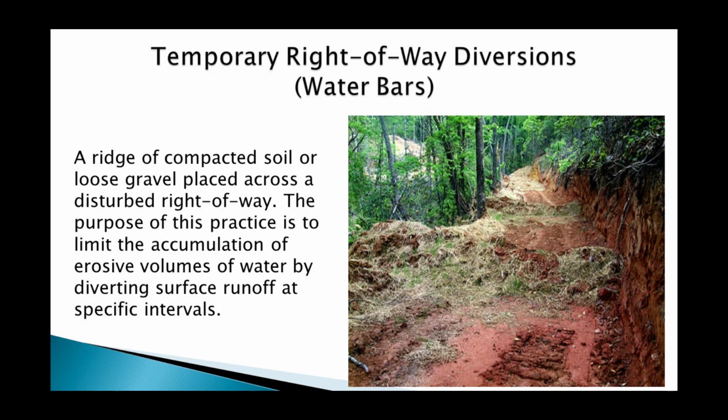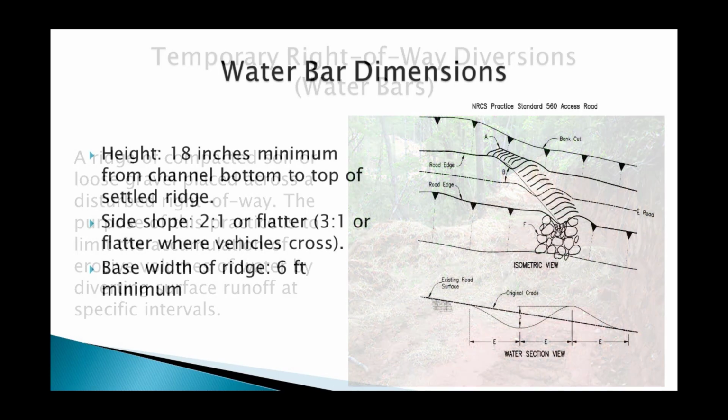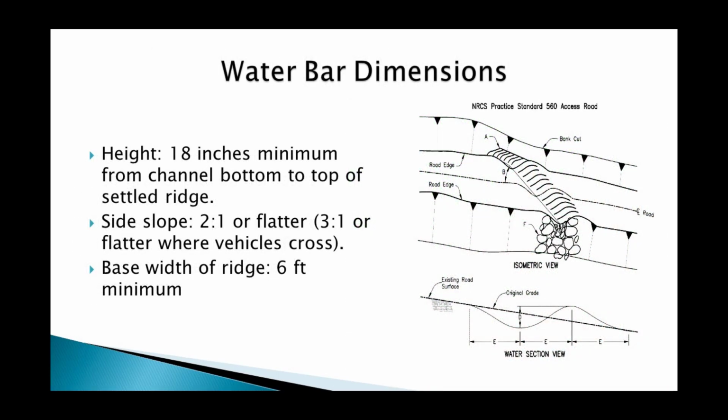order to decrease the drainage sheds so that there's not so much water coming down off of a site. If you have large drainage areas, it's much harder to control the erosion. Water bar dimensions, usually they're built 18 inches minimum from channel bottom to top of settled ridge. Side slopes 2 to 1 or flatter, 3 to 1 or flatter where vehicles cross, and at least 6 feet minimum width on the bottom. You can see the cross sections, the isometric view on the right-hand side of this slide.